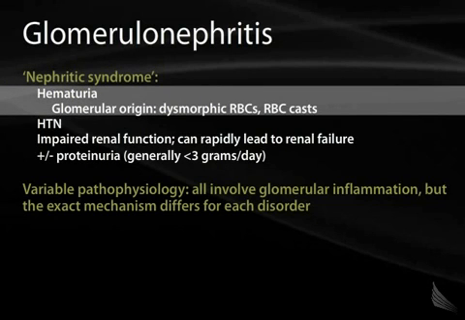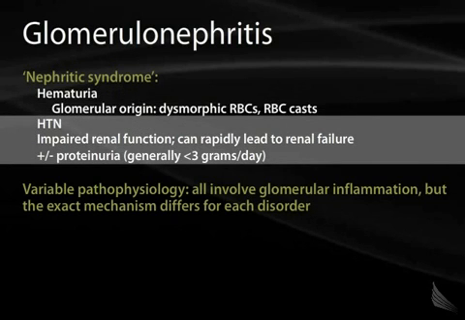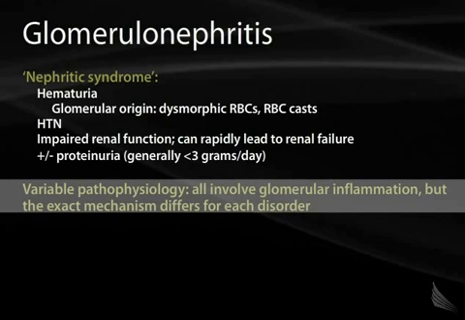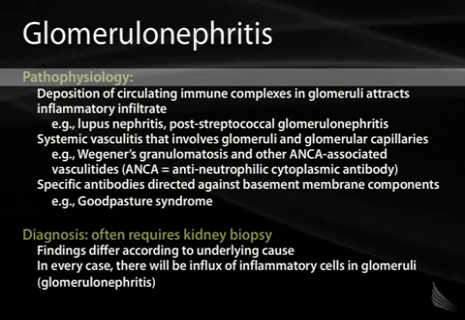One, there is hematuria, because the normal barriers that prevent red blood cell loss in the urine are damaged. Also, there's usually proteinuria, however usually not in the nephrotic range, or less than 3 grams a day. Also, because of glomerular inflammation, GFR falls and there is impaired renal function. Oftentimes these are rapidly progressive diseases that can lead to dialysis-dependent renal failure quickly. Another hallmark of glomerulonephritis is the presence of hypertension.